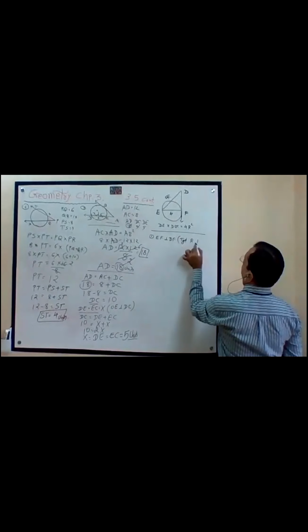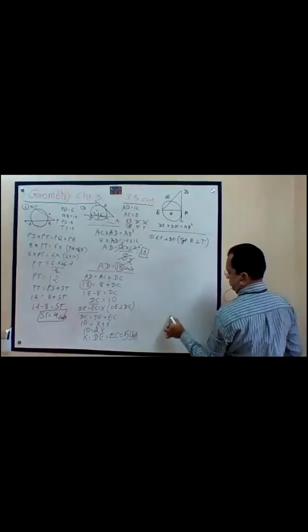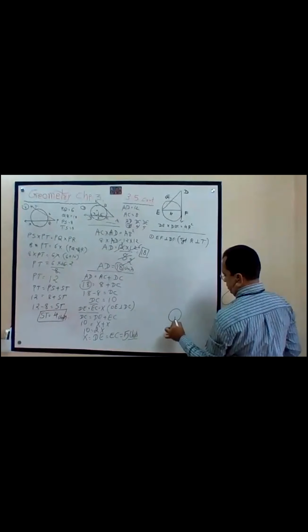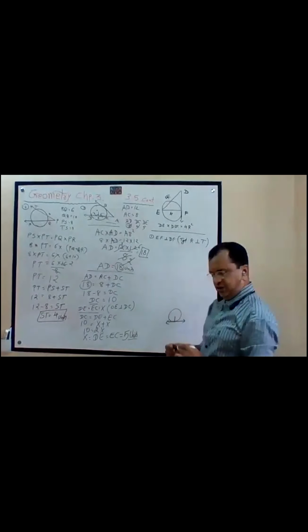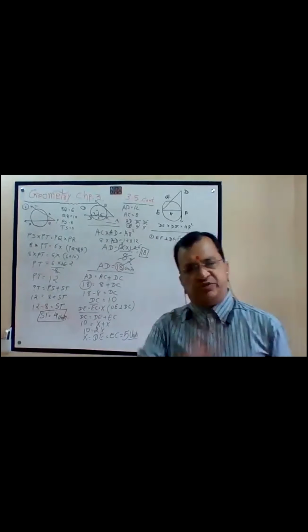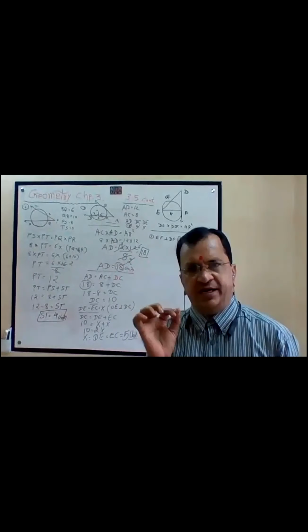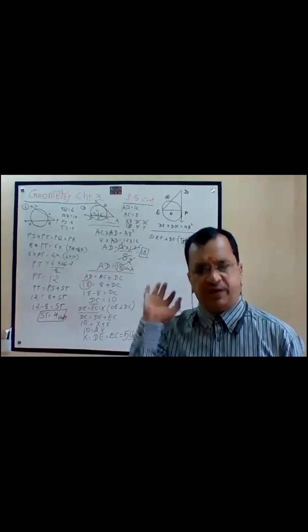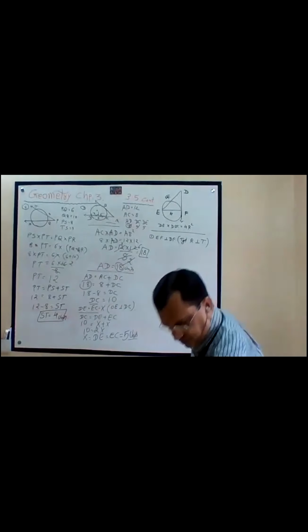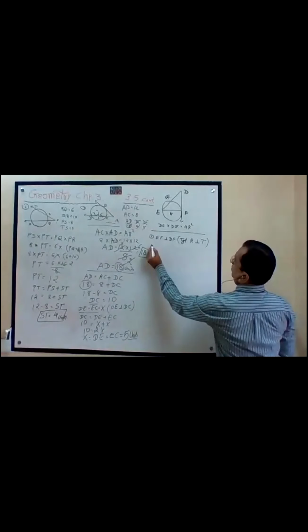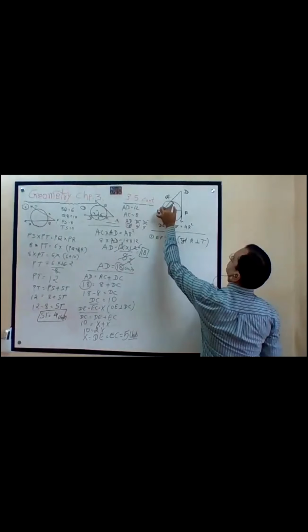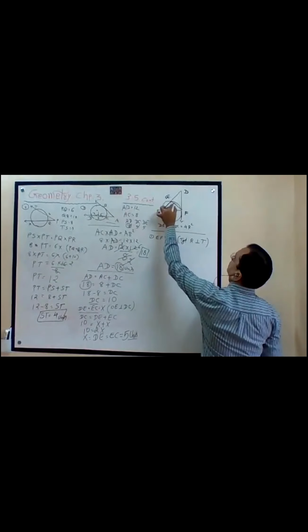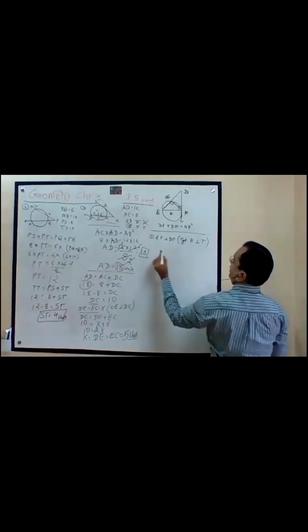Tangent, radii, perpendicular theorem. For every circle, from the end point of that radii, when you draw a tangent, the tangent and radii are perpendicular to each other. Next, I will join this. This is also 90, this is also 90.